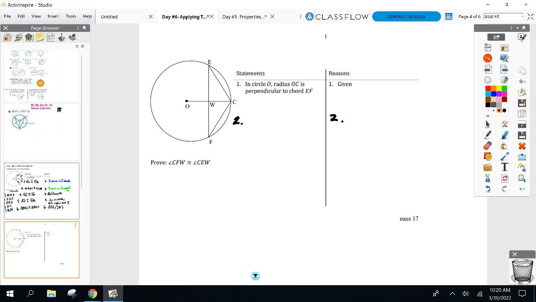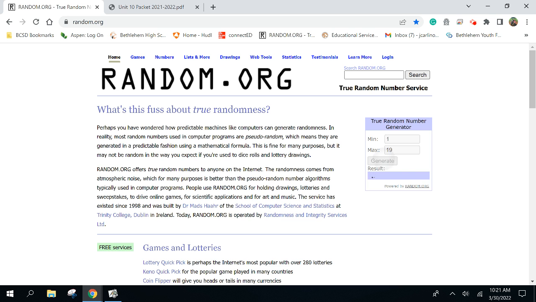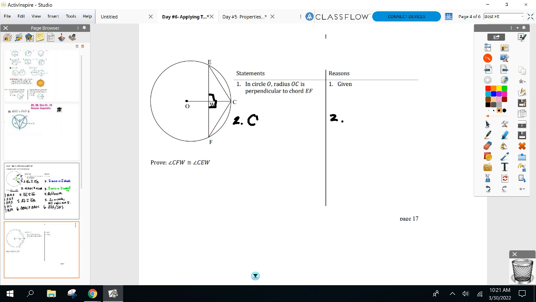All right, what's given to us? OC is perpendicular to EF. So I know right angles are formed. Anything currently from the circle unit or anything we've used in the past that will help us get sides or angles in these two triangles? CW, congruent to itself, reflexive. That gives me a side. Reflexive. Good.